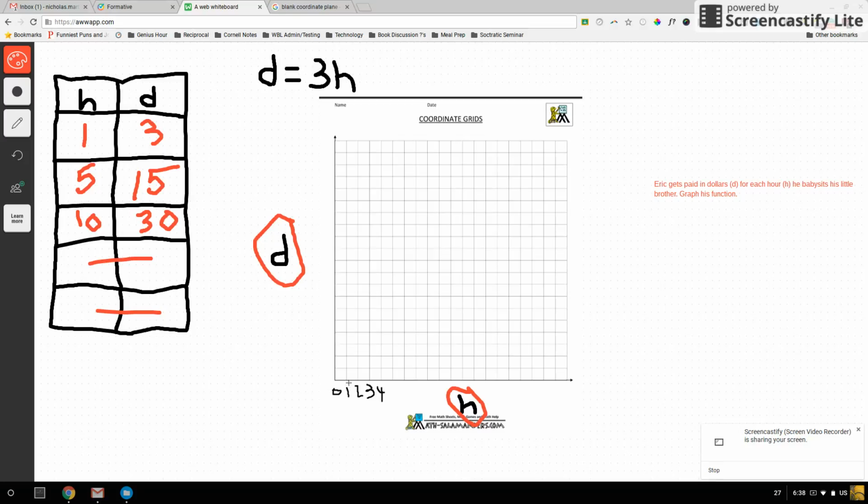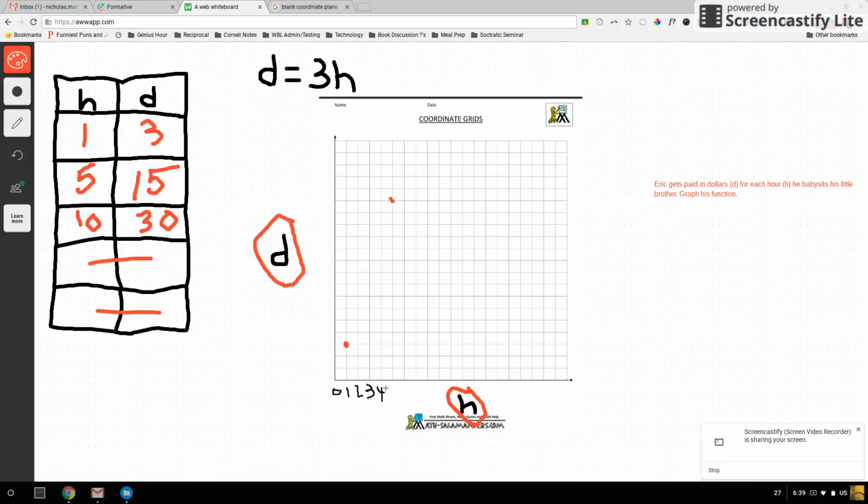Well, if H was 1, his dollars would be 3. So up 1, 2, 3. I'm going to put a little dot there. Okay. If I keep going, now this coordinate grid didn't have numbers on the side, but we still can figure it out. Here is 5 right here. H would be 5, so that would be 5 over. It would be 15 up because the D was 15. So 1, 2, 3, 4, 5, 6, 7, 8, 9, 10, 11, 12, 13, 14, 15. And I put a little dot right there.